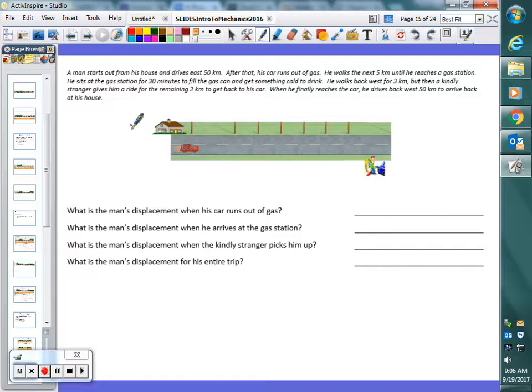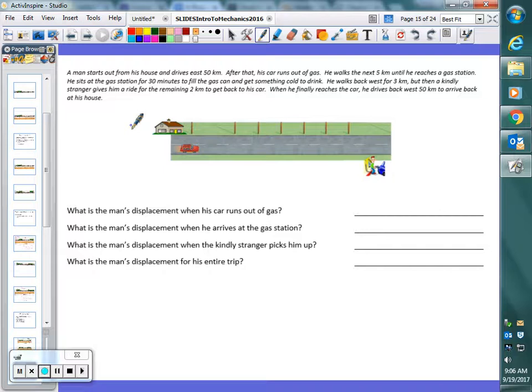All right, you ready to talk? Okay. So, man's displacement when his car runs out of gas. What's our answer? Positive 50 kilometers, right? What could also be an acceptable answer for that question? I suppose negative is an acceptable answer. That wasn't what I was thinking of, but it could be.